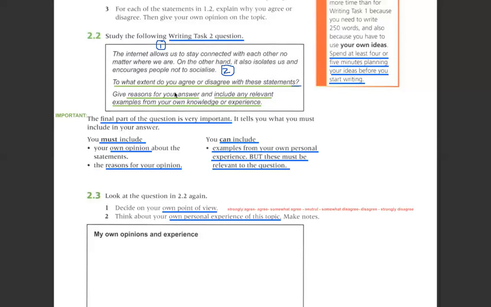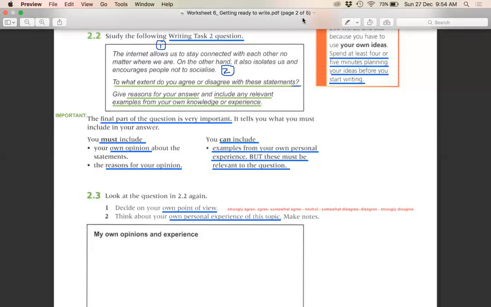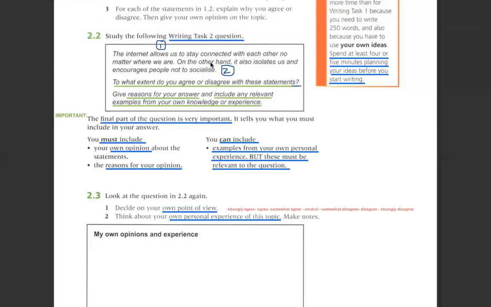So let's have a look at this again. So this doesn't change, it's always the same. So this means that we must include our own opinion, okay? Because it says, to what extent do you agree or disagree? This is asking for your opinion, so you must include it. You must also give reasons for your opinion, okay? If you say you agree, then why? So you should also include some examples. These can either be from your personal experience, but they can also be from your own knowledge.